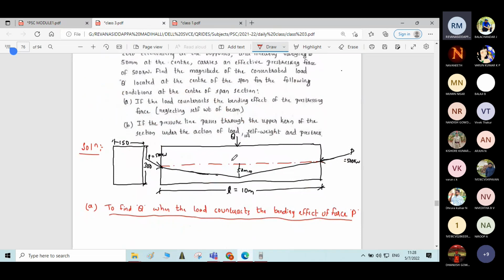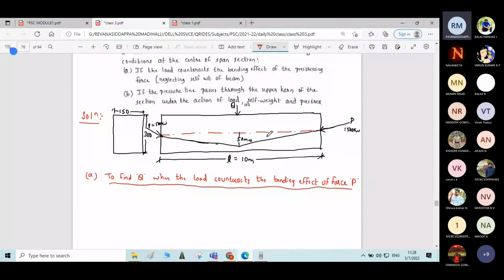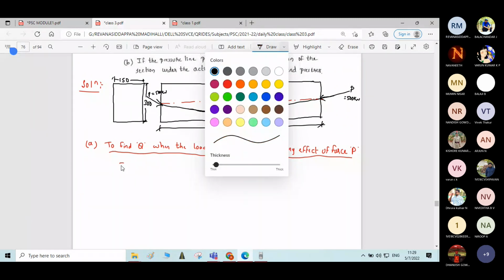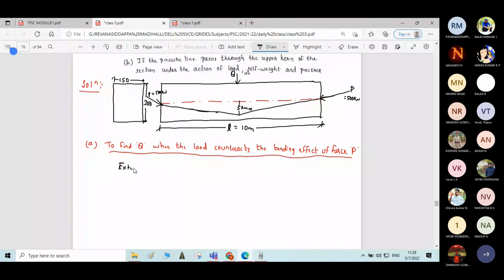What we have to do is, first we have to find bending moment due to prestressing force, then you find bending moment due to external load. Equating both the bending moments due to external load and the prestressing force, you will get the load required to contract the effect of prestressing force. Okay, that is what we have to follow to solve for P here. First you find the external bending moment.